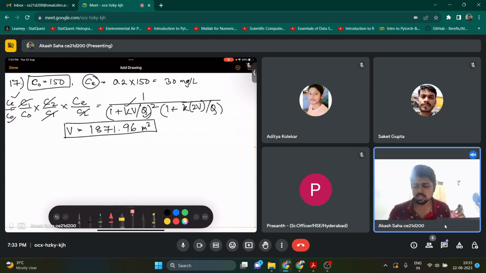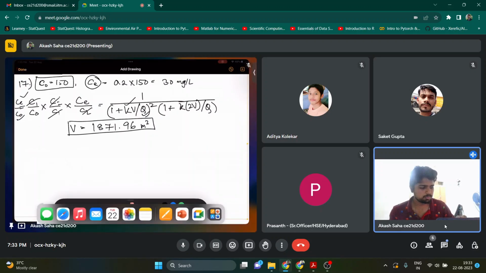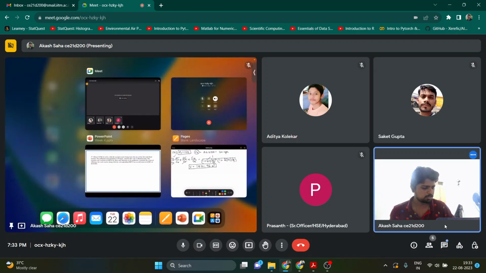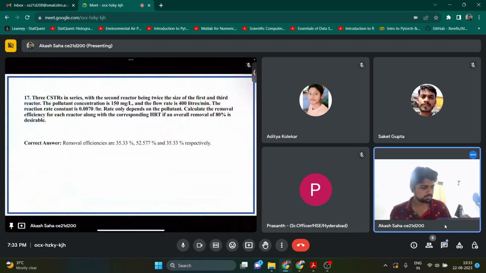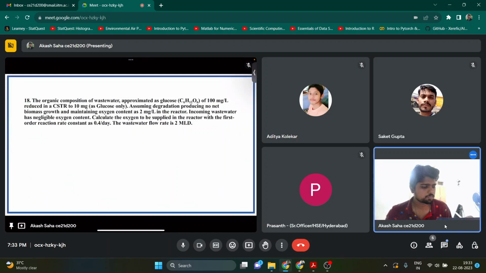So similarly, we can solve it for the third reactor. Again, we will put the values in the equation and we will get the efficiency for the next reactor. So these are the efficiencies: 35, 52, and 35 again. We'll get the same efficiency for the last one. Okay, so we will move on to the next question.